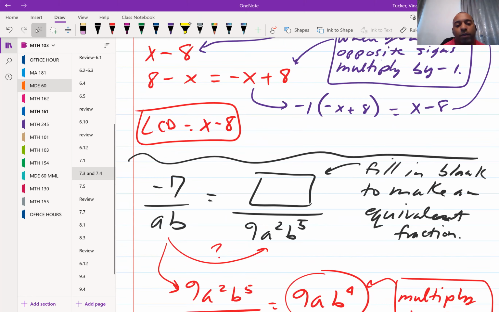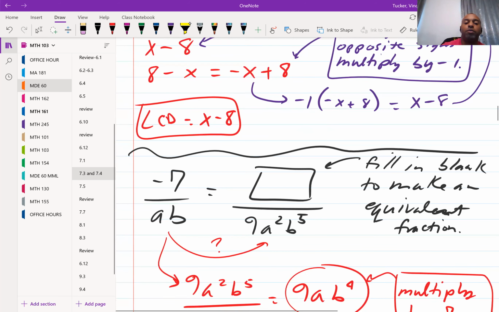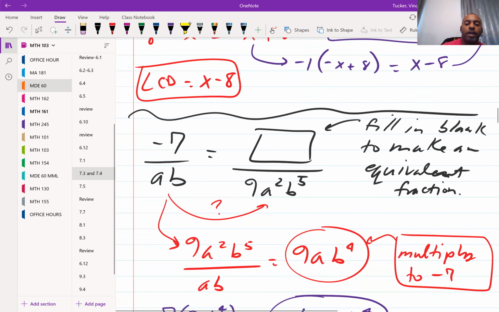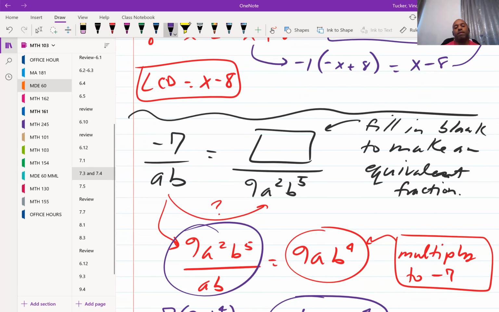So you have to ask yourself, what is the difference between the two denominators? You have AB, you have 9a squared b to the fifth. You want to know what you would multiply to AB in order to get 9a squared b to the fifth. So that's the first thing you want to do, establish going from AB to 9a squared b to the fifth, what made that happen? What do you multiply to AB in order to do that? This is one way of doing it. Go ahead and divide AB into that denominator of 9a squared b to the fifth and see what the quotient result is. And you see we have 9ab to the fourth.